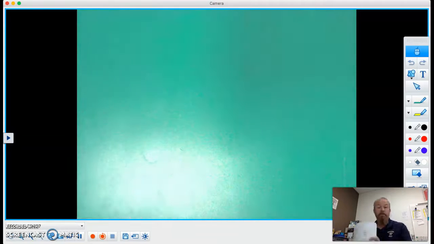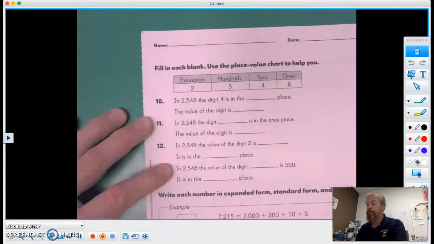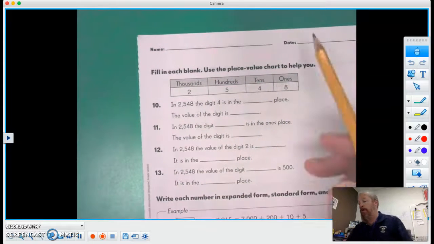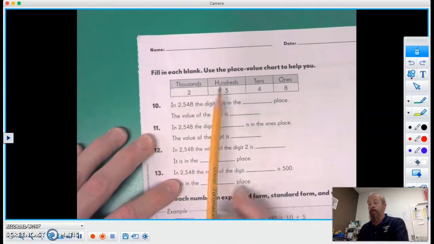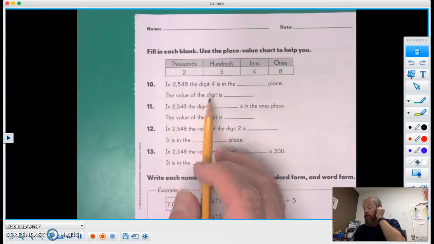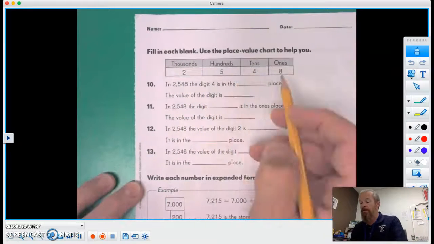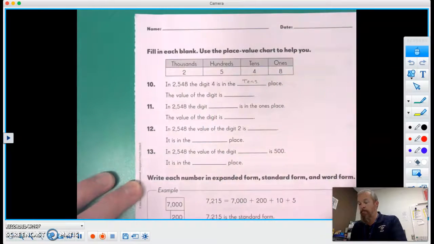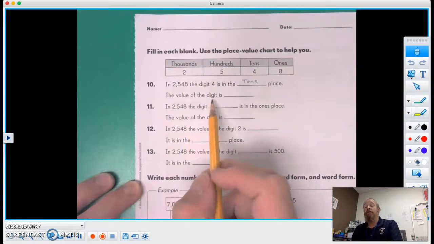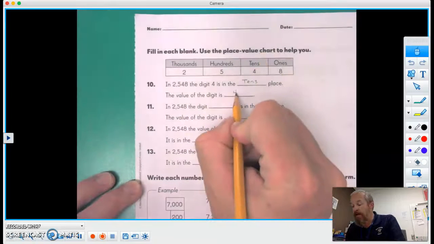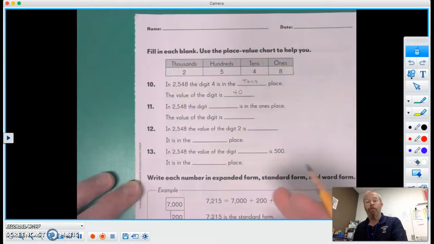And let's go to page 7. This one says fill in each blank. Use the place value chart to help. So here's our place value chart. We have anywhere from thousands to ones. So in this number, 2,548, the digit 4 is in the tens place. Okay? The value of the digit is 4 tens. So 4 tens would be 40.